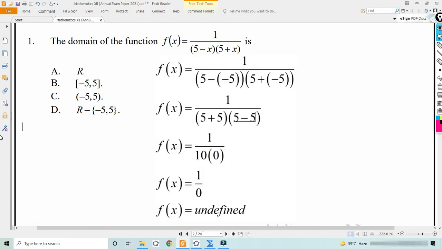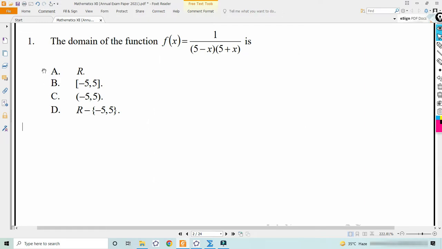And when we put x equal to negative 5, the function is undefined. So these two values, negative 5 and positive 5, cannot be the part of the domain. So when we observe the options, D is the correct answer, which says set of real numbers except negative 5 and positive 5. जबकि बाकी ऑप्शंस करेक्ट क्यों नहीं है, लेट्स सी.